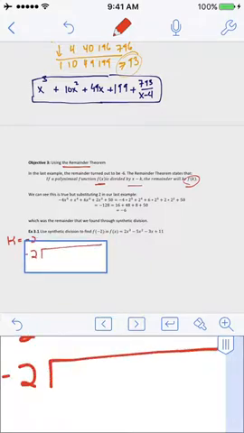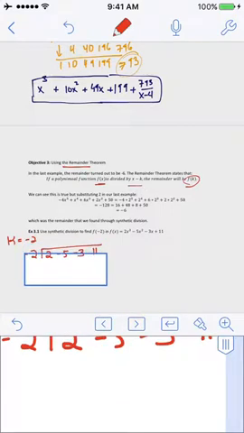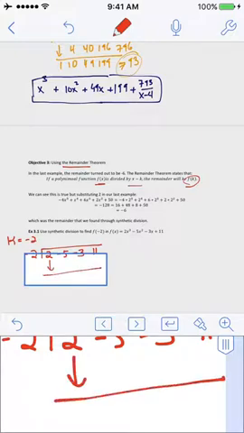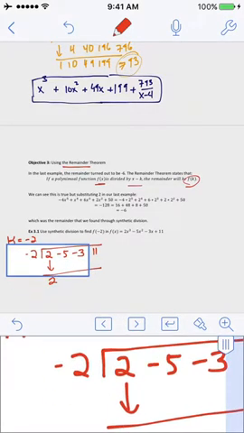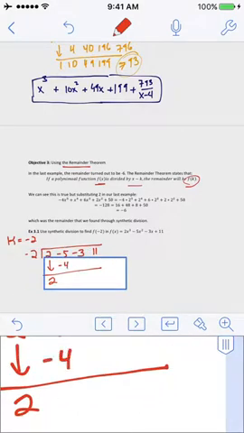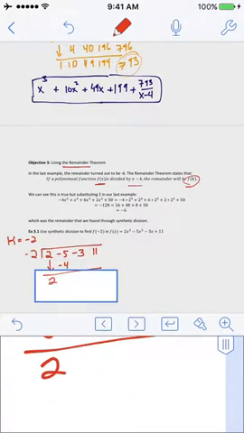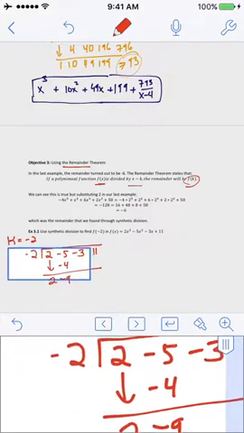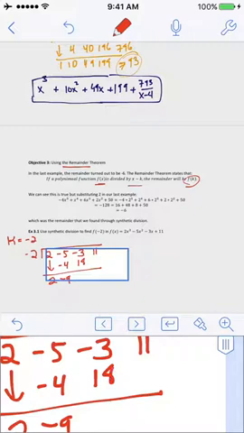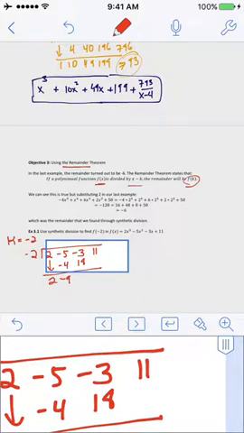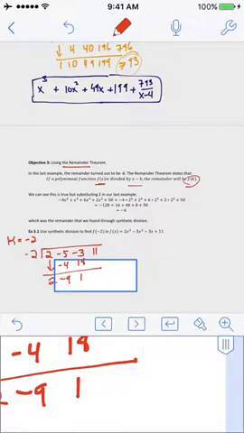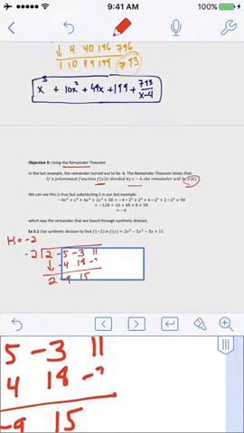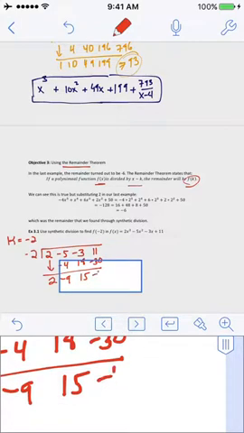So you've got negative 2 on the outside, you've got a 2, a negative 5, a negative 3, and an 11. And we'll play the game. First we drop it like it's hot. So we got 2. 2 times negative 2 is negative 4. Negative 5 plus negative 4 is negative 9. Negative 9 times negative 2 is a positive 18. 18 plus a negative 3 is a 15. 15 times negative 2 is negative 30. And negative 30 plus 11 is negative 19. Alright, so we got negative 19 as our remainder.